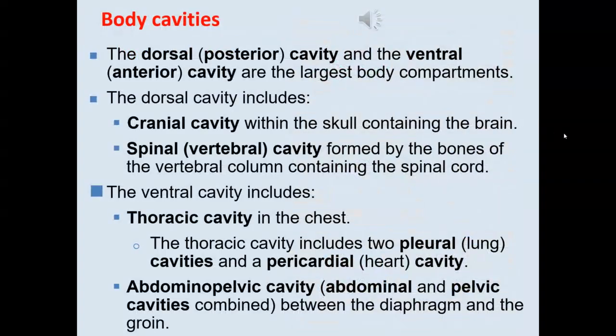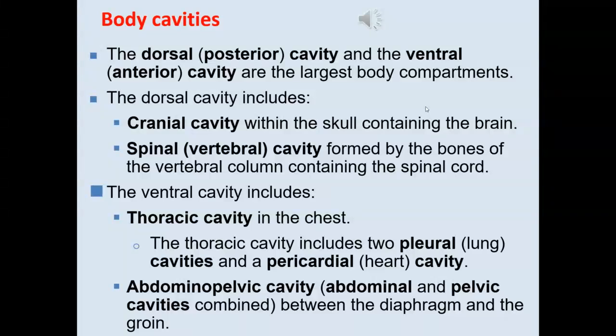Okay, body cavities. A cavity is a space in the human body. It's hollow, but it shouldn't say it's hollow because it can have organs in it. For example, the cranial cavity. The cranial cavity is what is surrounded by the skull. That's where the brain is located. And in fact, this part of the skull that surrounds the brain is called the cranium.